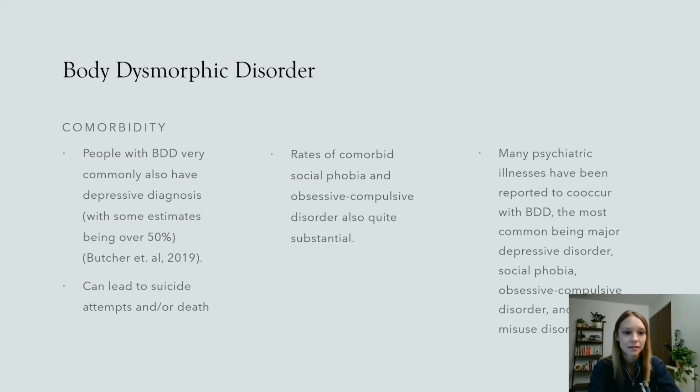People with BDD very commonly also have a depressive diagnosis, with some estimates being over 50%. Along with this depression, this can lead to suicide attempts and/or death. So it's a very serious psychiatric disorder. Rates of comorbid social phobia and obsessive compulsive disorder are also quite substantial. Many psychiatric illnesses have been reported to co-occur with BDD. The most common being major depressive disorder, social phobia, obsessive compulsive disorder, and substance misuse disorders.